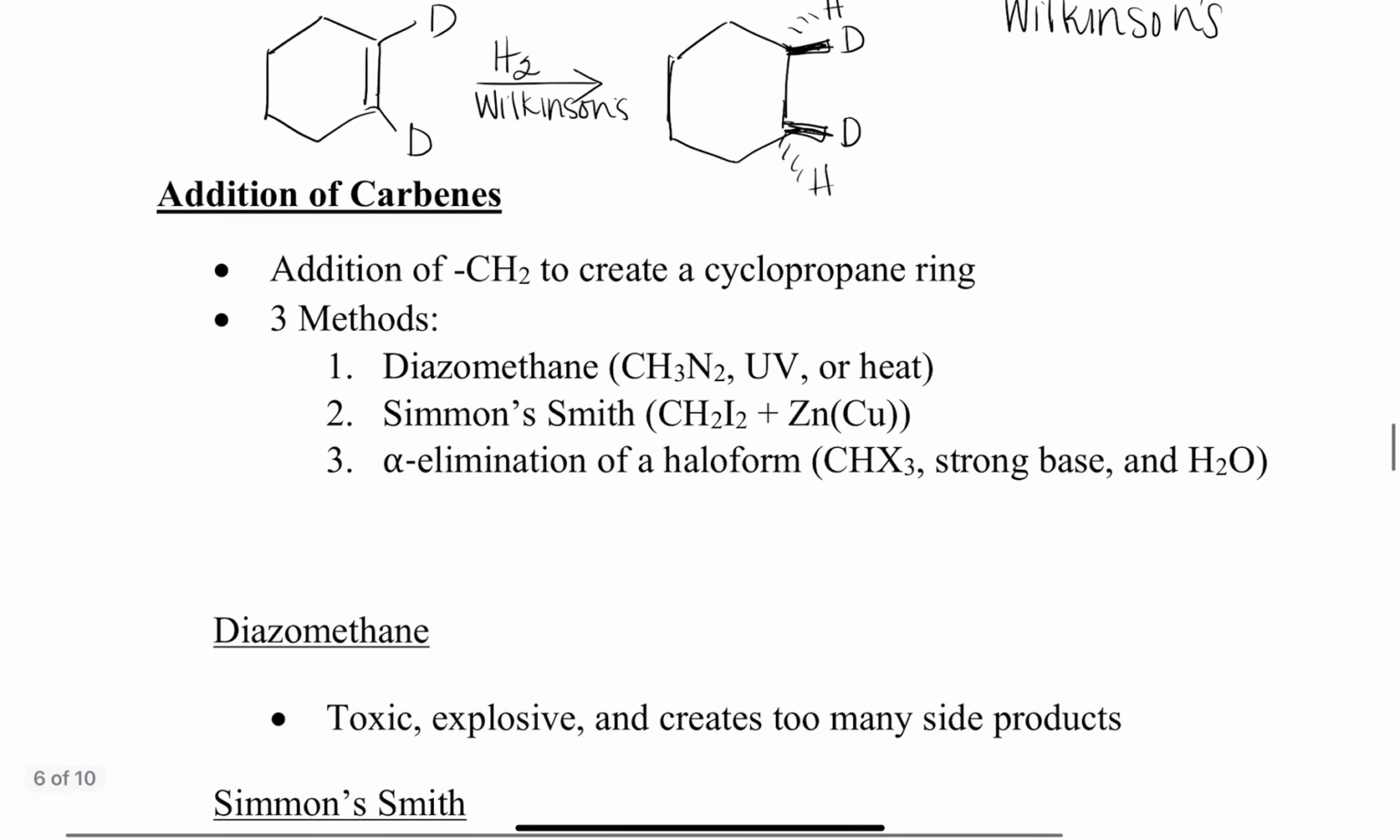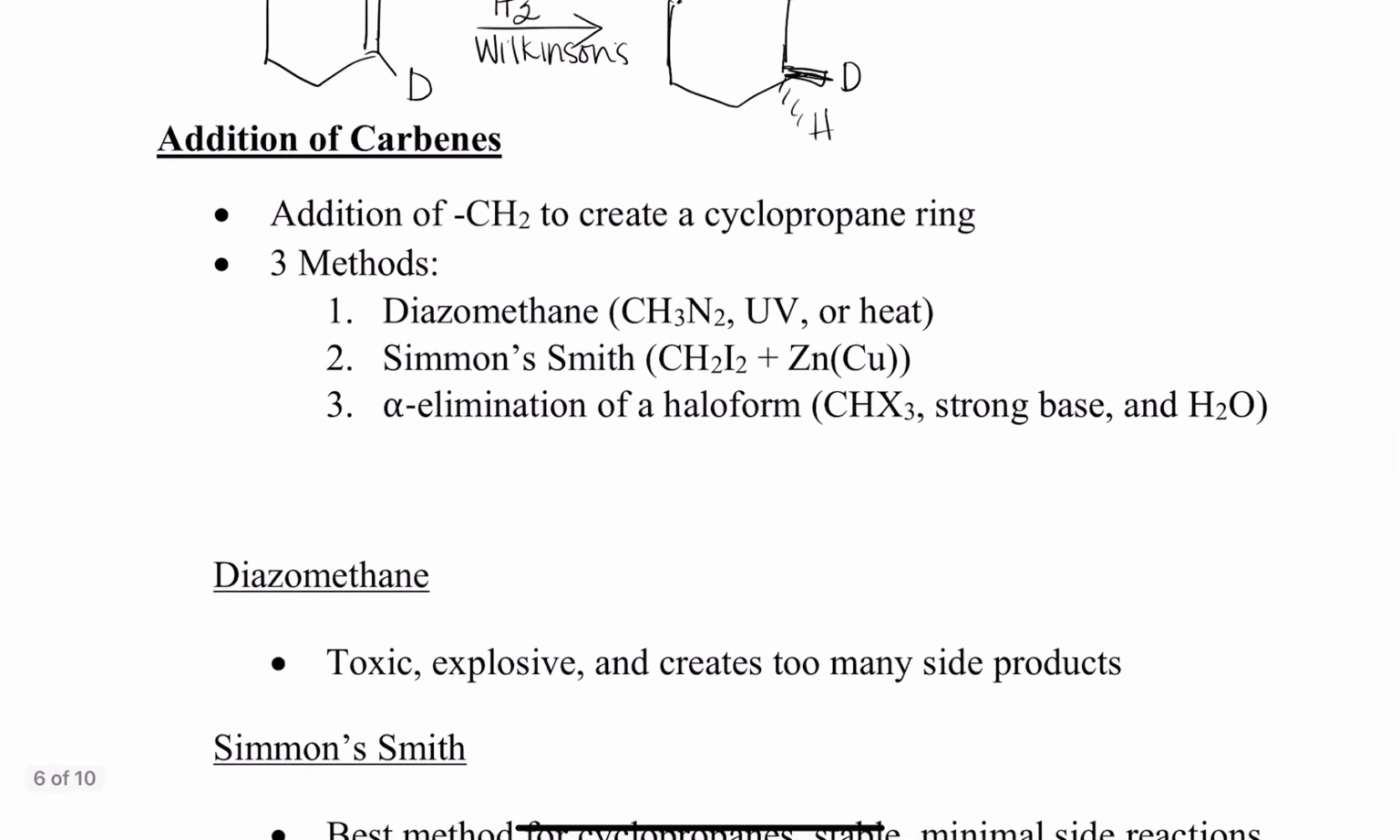Next, we're going to move to the addition of carbenes. This is a cyclopropanation. So we're going to use a carbene and react it with an alkene to create a cyclopropane. Also, this should be a pair of lone pairs, not a negative charge. There are 3 different methods. We could use diazomethane. There's the Simmons-Smith, and then alpha elimination of a haloform.